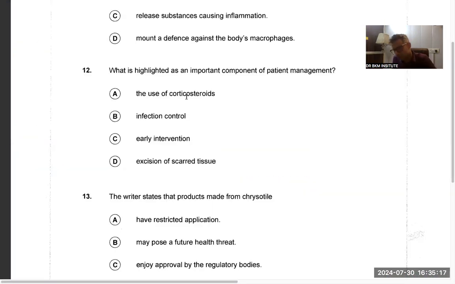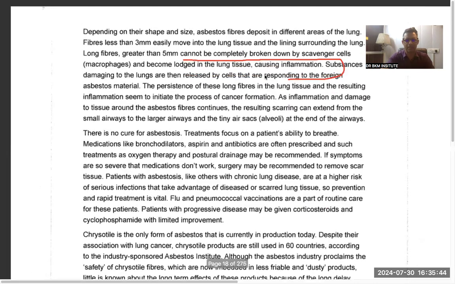Now we are doing one more question of reading Part C, which again you would love, because this is from the authentic material created by OET themselves, Cambridge and E2. So the main thing that we need to cover is questions. What is highlighted as an important component of patient management? Important component means how do we manage the patient? What is the important component to manage a patient? Okay, let's go to the paragraph. Patient management. So I can see this paragraph about treatment.